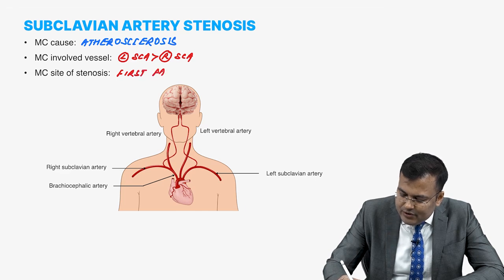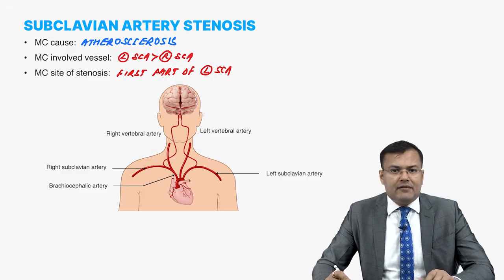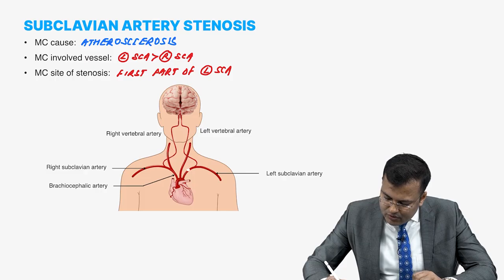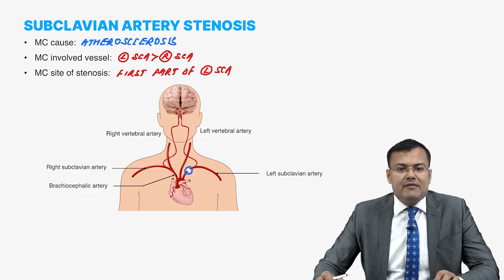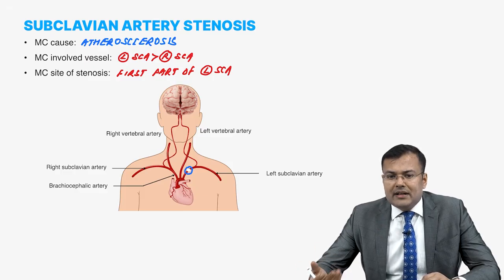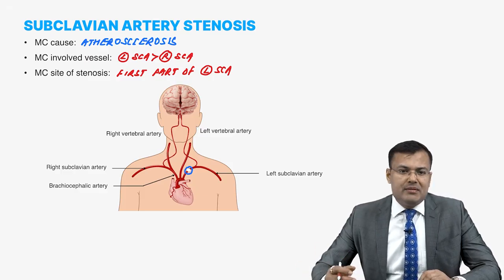So what is that first part? You can see the first part of left subclavian artery. It is just distal to the origin of subclavian artery. Can you see? This is the origin. So it is just distal to the origin of subclavian artery, and obviously, it is proximal to the origin of left vertebral artery. So distal to origin of left subclavian artery, proximal to origin of left vertebral artery.